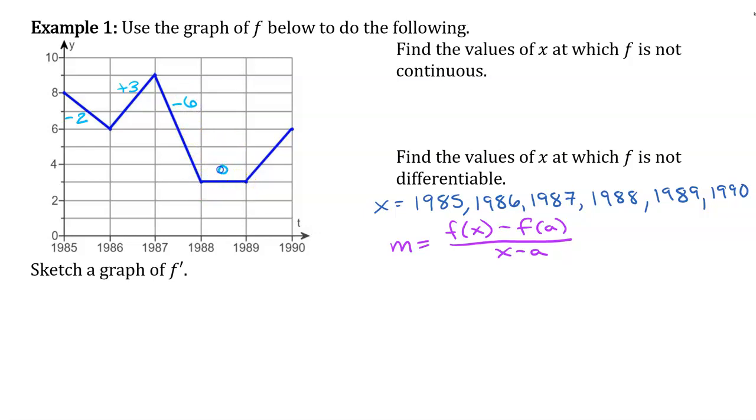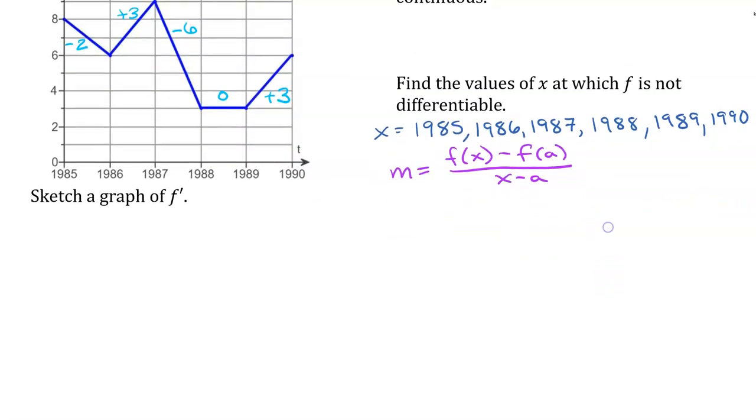A straight line would be a slope of 0. And then from 89 to 90, we have a positive slope again, from 3 to 6, so that's +3. So all we need to do is sketch those slopes. We can do that quite easily.